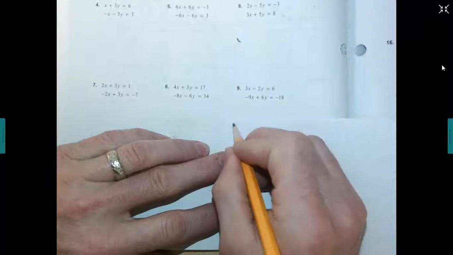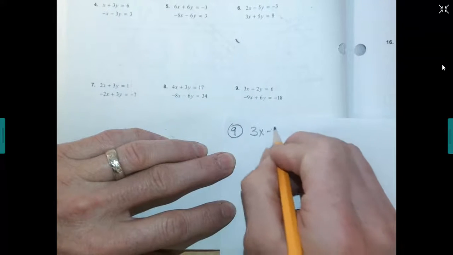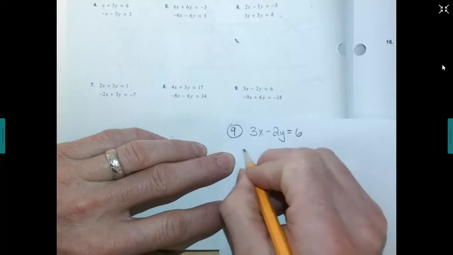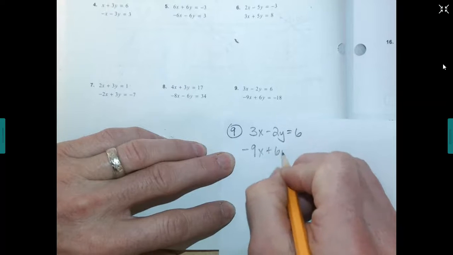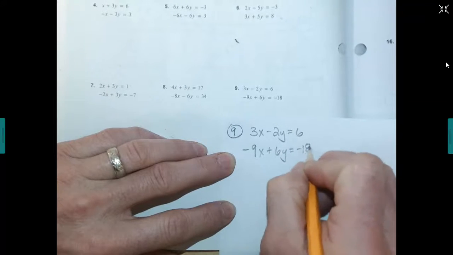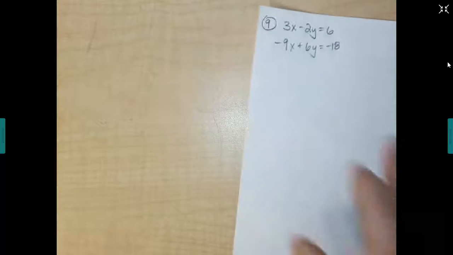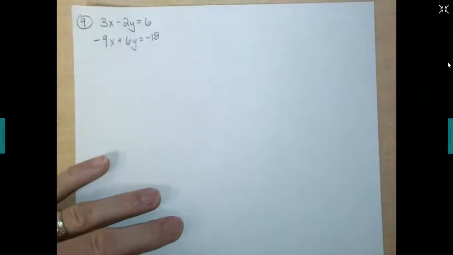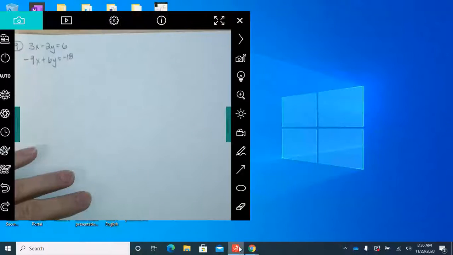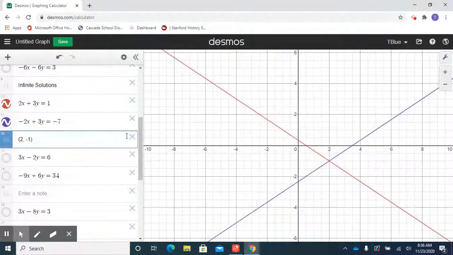Here we have number 9. 3x minus 2y equals 6. Negative 9x plus 6y equals negative 18. All right, these are getting better. They're looking more fun. Okay, so let's plug these into Desmos, see what we get.